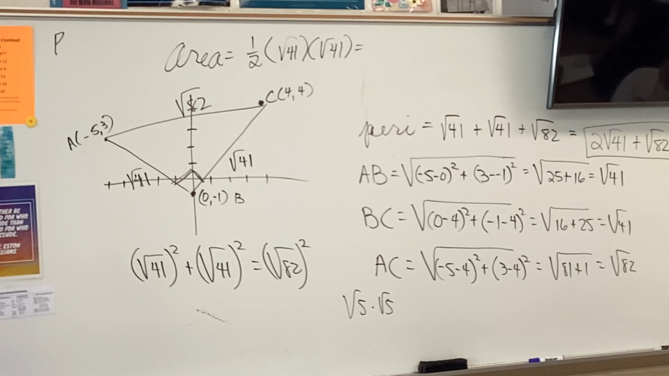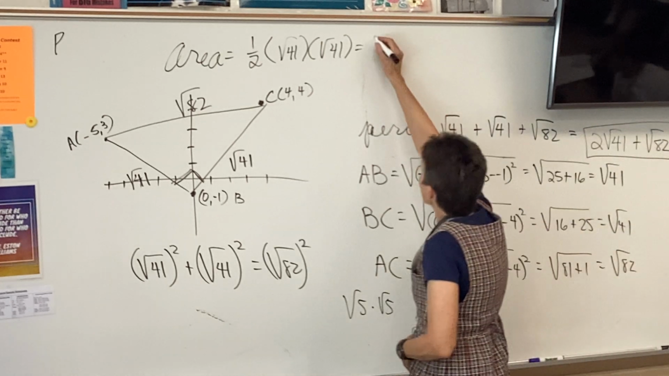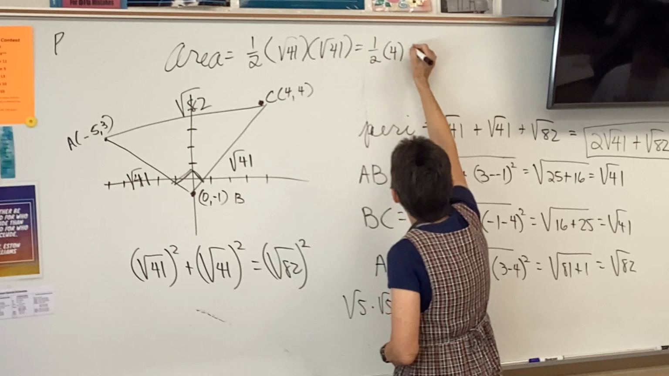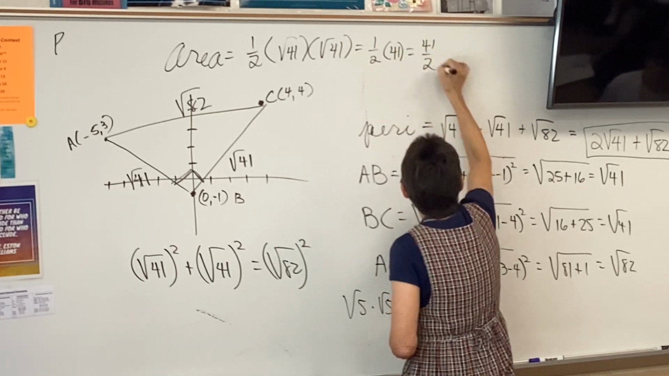So what's root 3 times root 3? 3. What's root 10 times root 10? 10. What's root 41 times root 41? 41. Oh, we got the hang of it now. So 1/2 times 41, 41 halves.